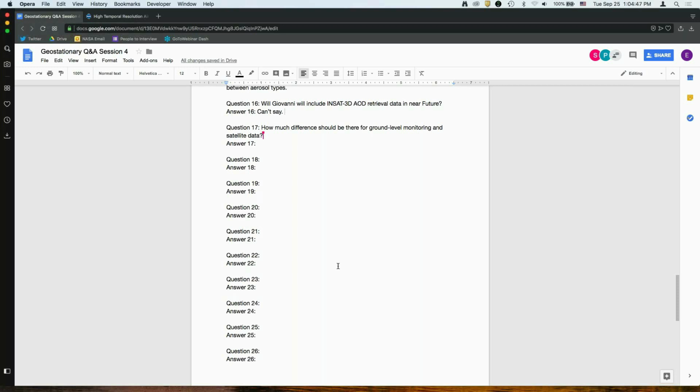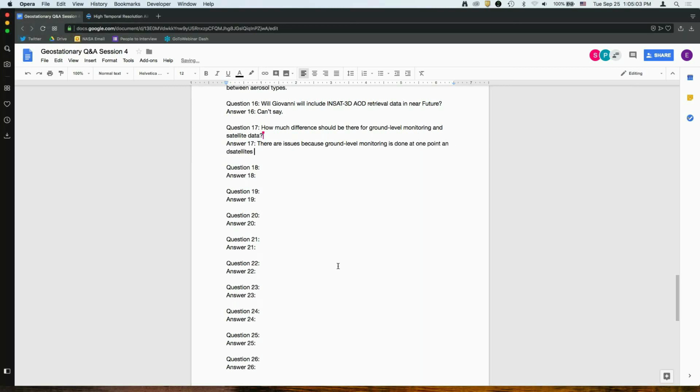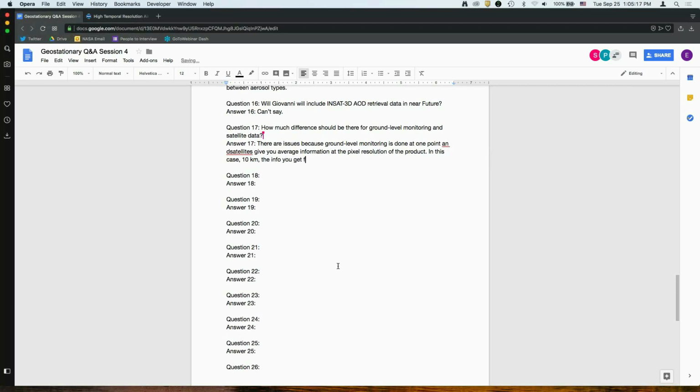And the last is, how much difference should there be between ground level monitoring and satellite data? Of course, there are issues, because at ground level you do monitoring at one point, and satellites give you average information at the pixel resolution at which you are providing the products. In this case, we are providing products at 10 kilometers, so the information from satellites is on a grid of 10 kilometer by 10 kilometer. So the variability will be large in satellite observations compared to the point information.